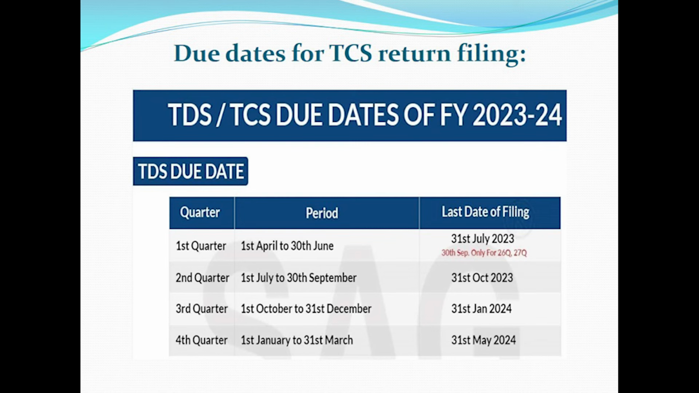For the first quarter, that is 1st April to 30th June, the last day of filing is 31st July 2023. Second quarter, 1st July to 30th September, the last date of filing is 31st October 2023. Third quarter for TCS return filing is 1st October to 31st December, and the last date of filing is 31st January 2024. For the fourth quarter, the period is from 1st January to 31st March, and the last date of filing is 31st May 2024.